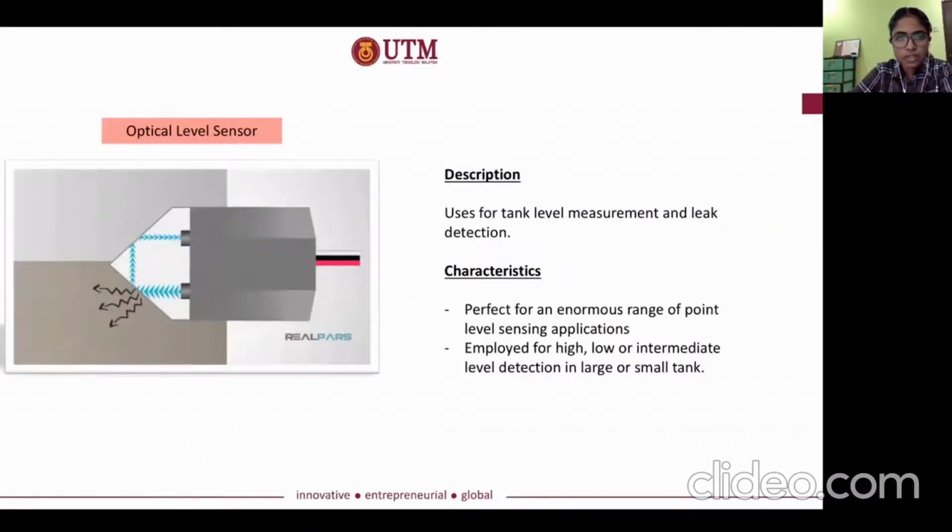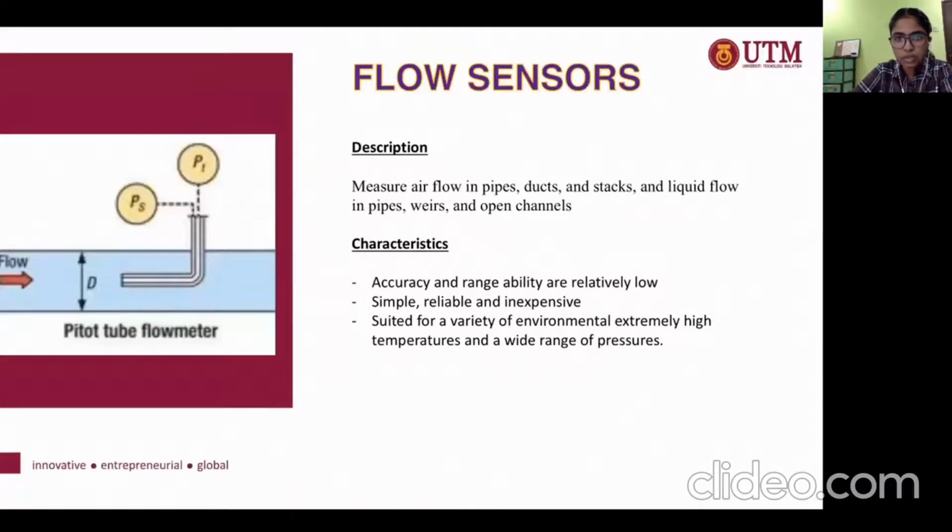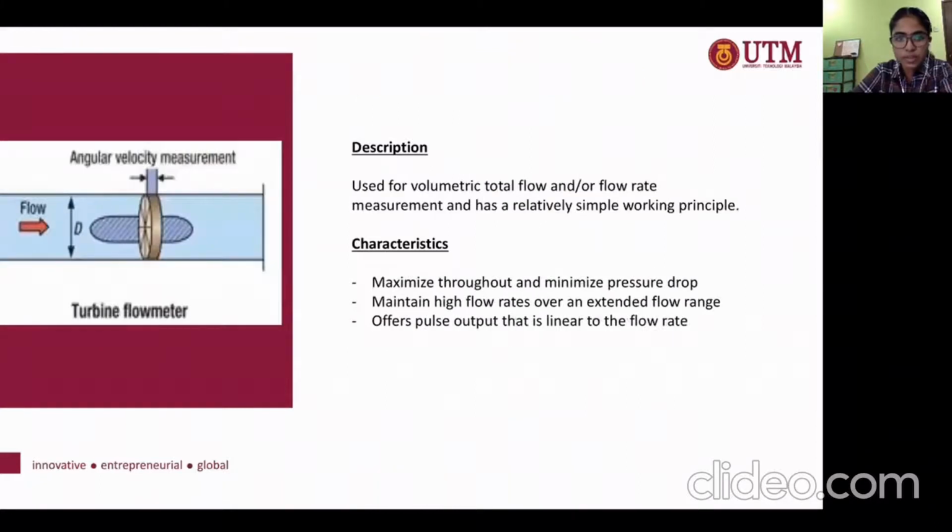The next one is optical level sensor, where it measures the tank level or leak detection. Okay, move on to flow sensor. The first one is pitot tube flow meter, where it measures airflow, and it's suited for a variety of environments: extremely high temperature and a wide range of pressures. The next one is turbine flow meter, where it measures the volumetric total flow or the flow rate, and it maintains high flow rate over an extended flow range.